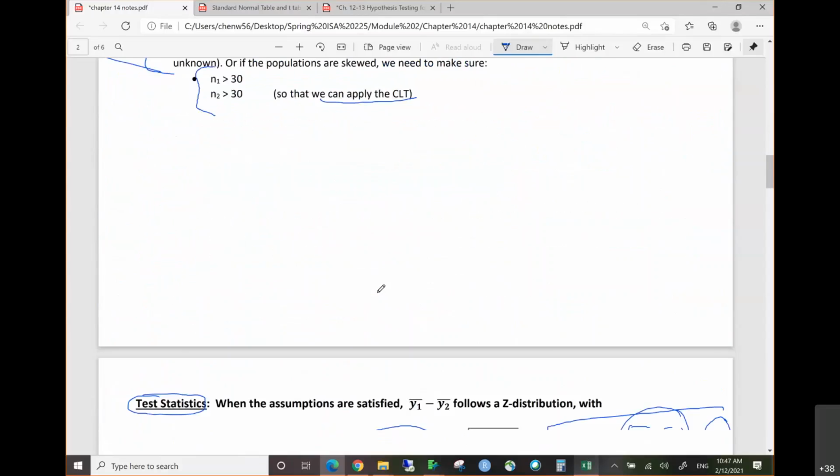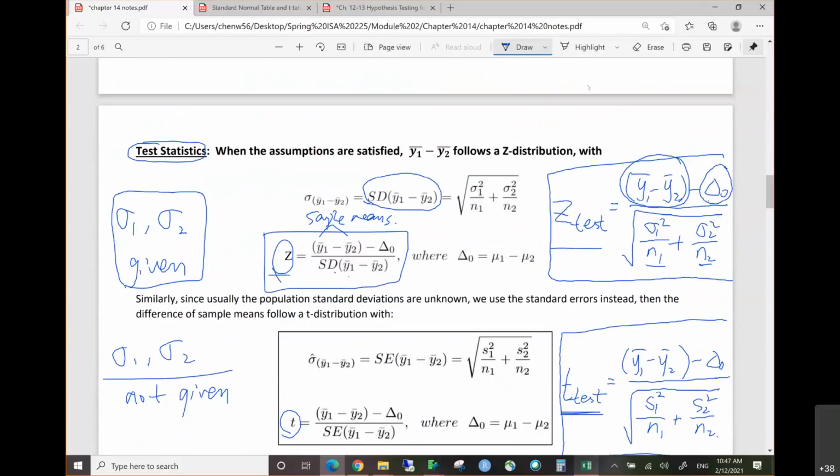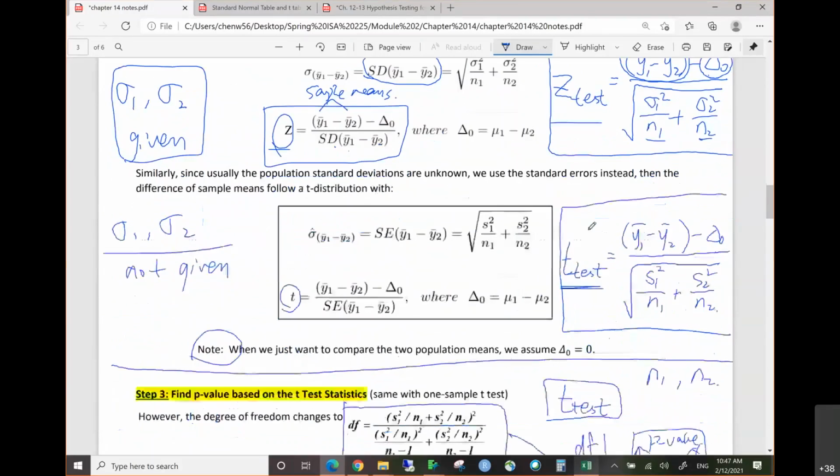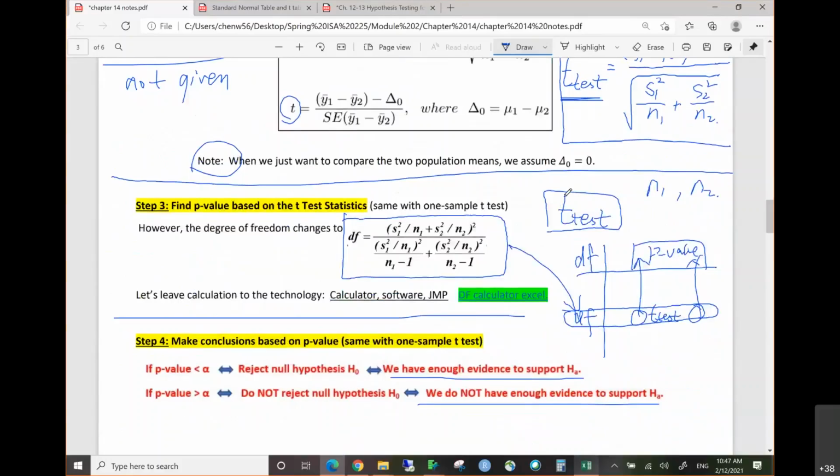check. And in the test statistics, since we have two samples and we are testing about the difference between the two samples, the formulas will, of course, be different. But once you calculate the test statistics, everything changes back to chapter 12. That means once you have the z-test statistics, the way to find the p-value using z-test statistics or the t-test statistics will be exactly the same. The only difference is for the degree of freedom of the t-test statistics, you need to calculate by this formula.